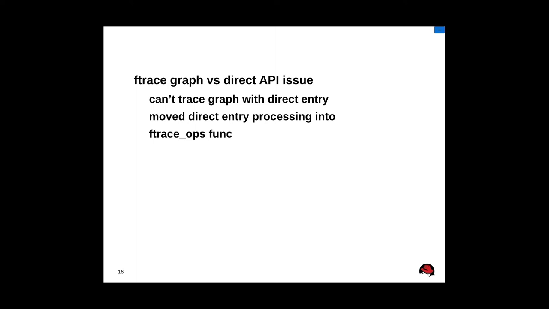So there was actually a solution. Steven already had some proof of concept patches ready, so we just rebased them on the current code, and it turned out that it's working nicely. So after this fix, we could start to work properly on the new batch API for ftrace.